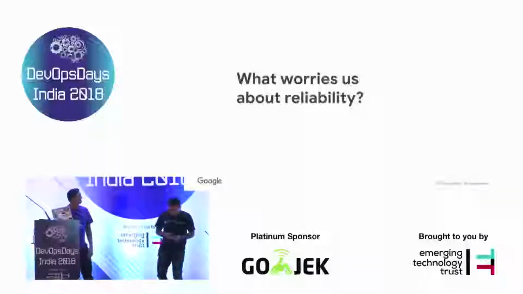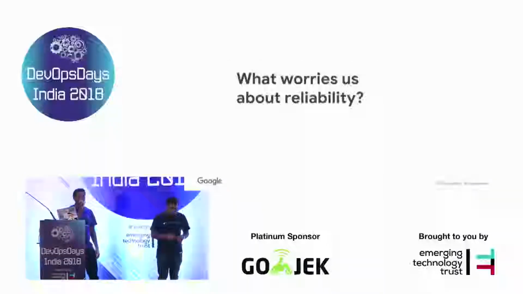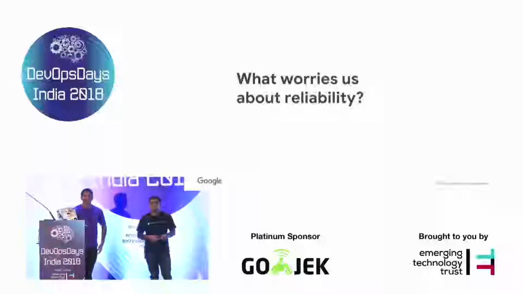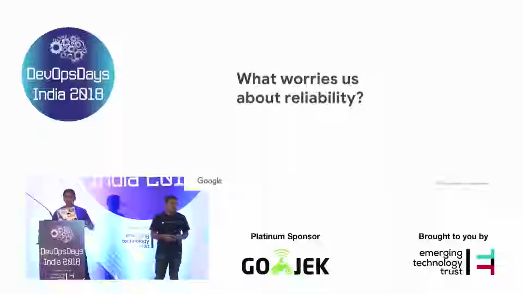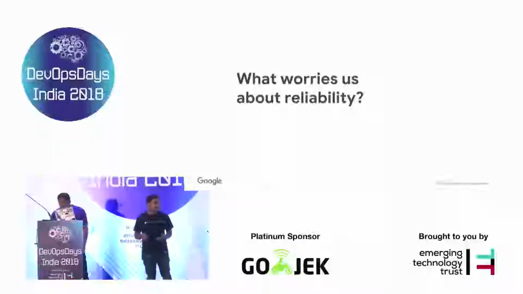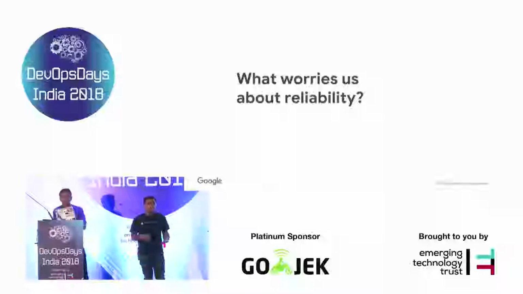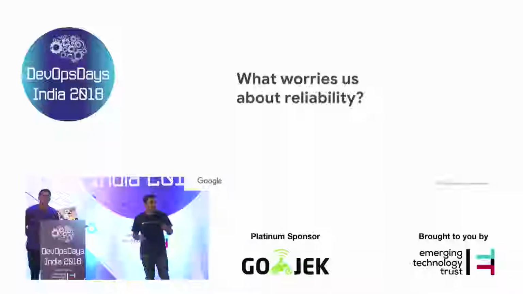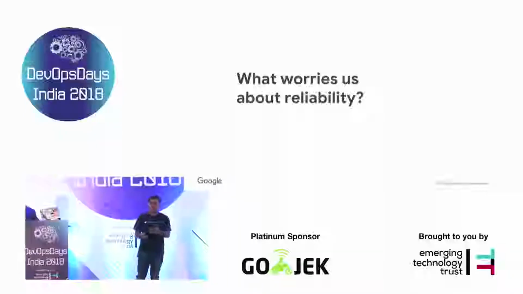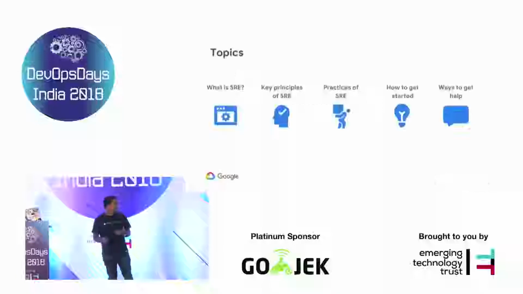Okay, so we're going to kick off this session by talking about the most important thing: what worries us about reliability. Is it power outages? Is it bad code which gets pushed to production, or is it something else? At Google, with our established SRE principles and practices, we actually handle this problem, and that is what you're going to see today throughout this session.